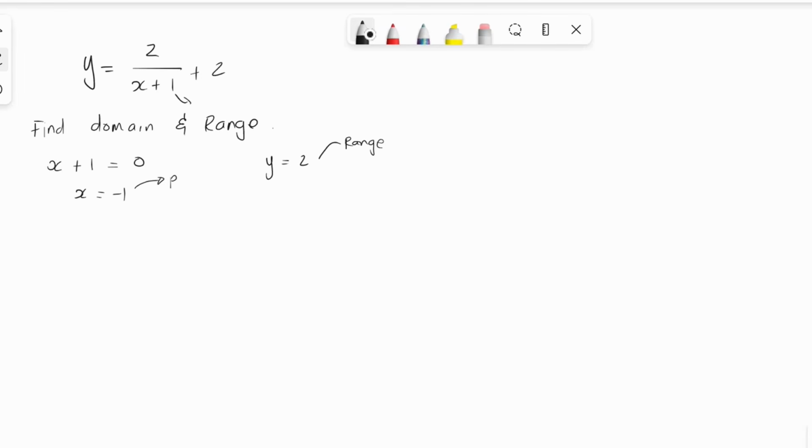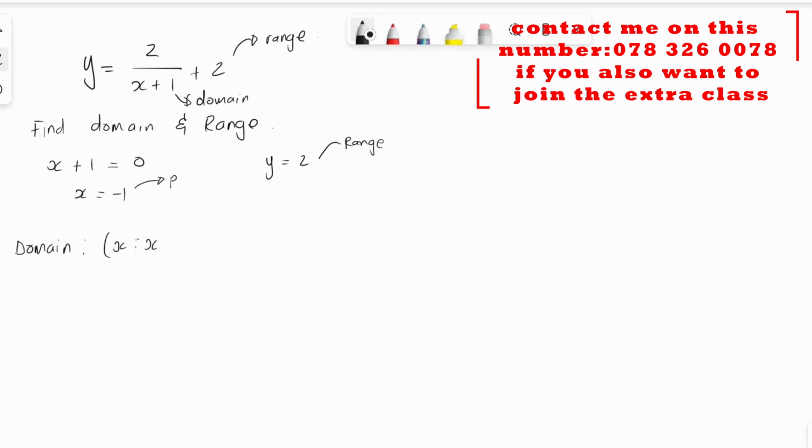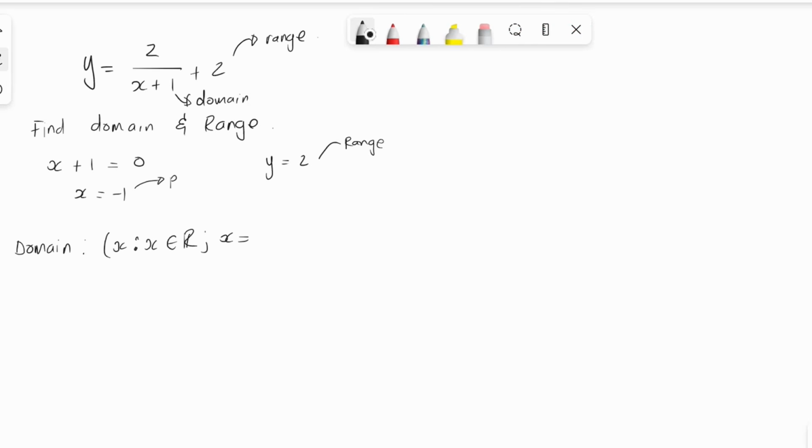So this is always what deals with domain, and this deals with range, right? Then we're going to write domain, put a colon, and put a bracket. We're always going to say x, semicolon, so you can see it. x is an element of real numbers, meaning x exists everywhere, but x can never be equal to -1. Then for our range, we're going to put a semicolon and say y, semicolon.